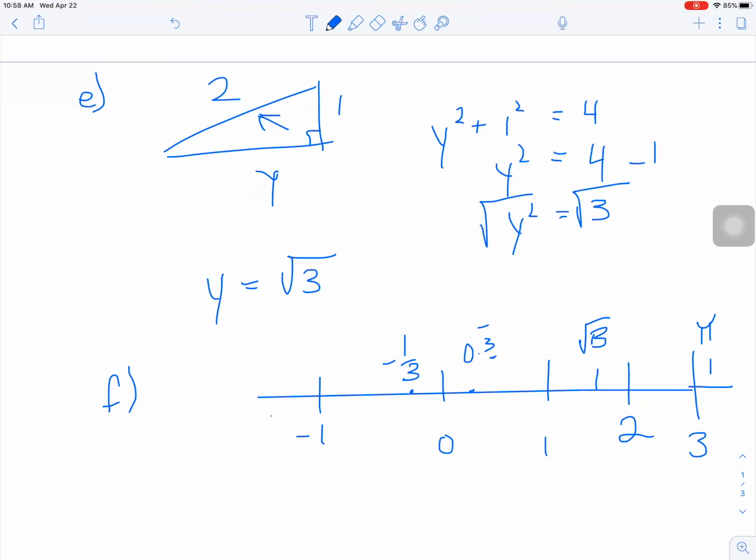And now it asks us which ones are irrational. Let me just clean up this 3 for a second. And if we look at it, the square root of 3 is irrational, and so is pi. And that takes care of the practice set.